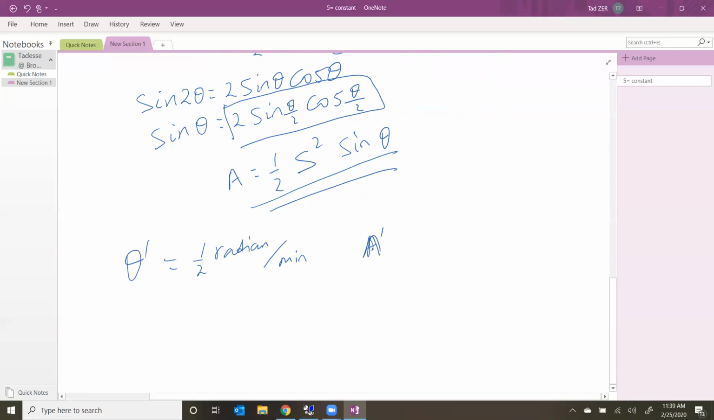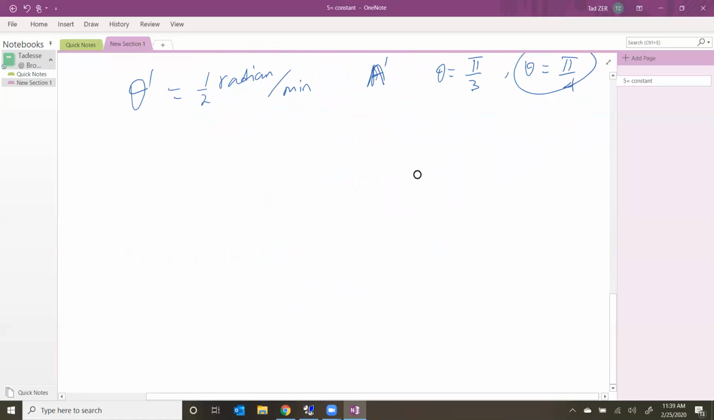A prime means nothing but the rate of change of area with respect to time when theta equals pi over 3, for example. And then there is another part that says when theta equals pi over 4, but they are the same, you just replace pi over 3 with pi over 4. Now, what exactly is the question asking? This is what you need to understand.